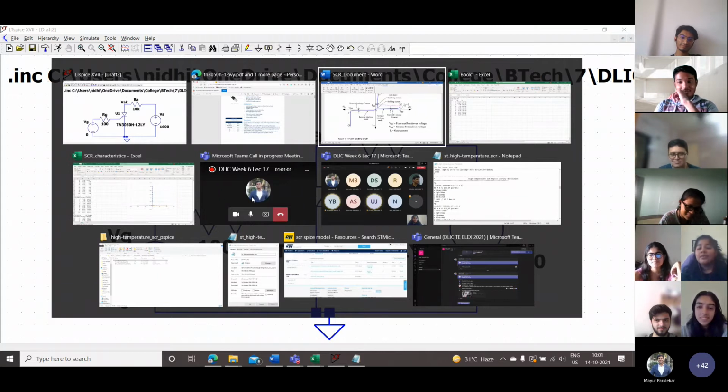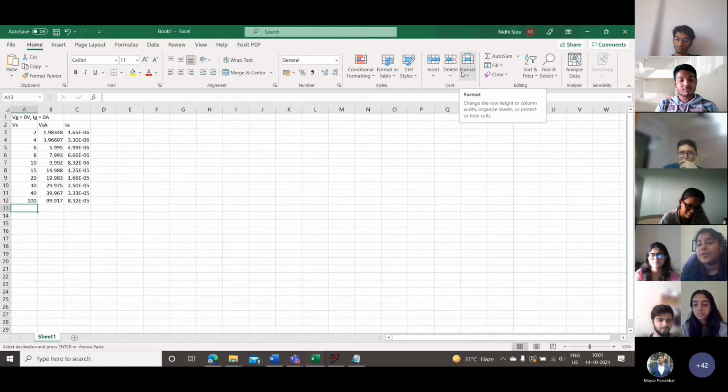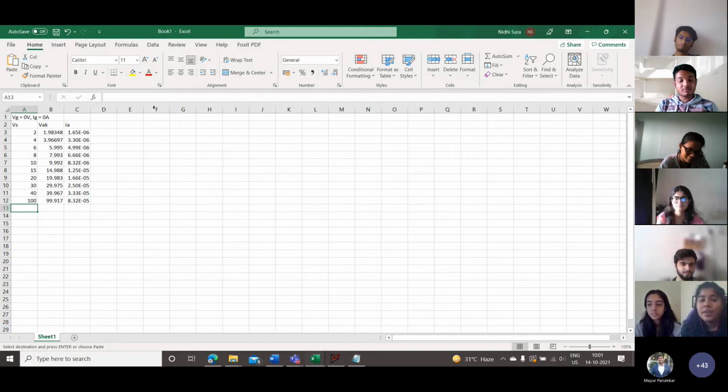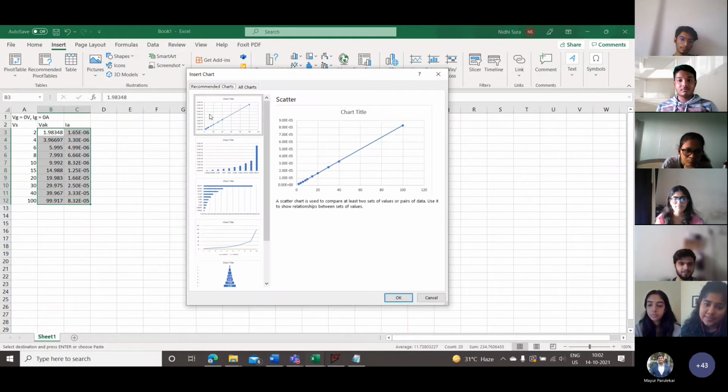Okay, so we have finished observing these values for forward blocking mode. And what we're going to do is observe the graph for it now and see if it's similar to our graph. So I'm going to select these values and go to insert. I'm just going to click on these recommended charts, and we're going to go for this scatter plot right here.